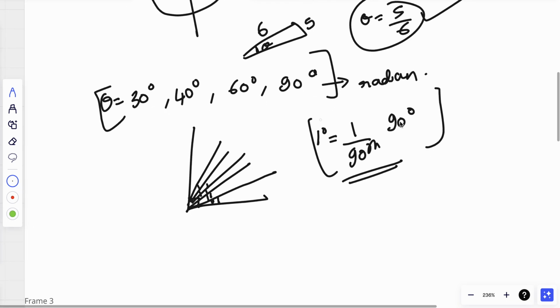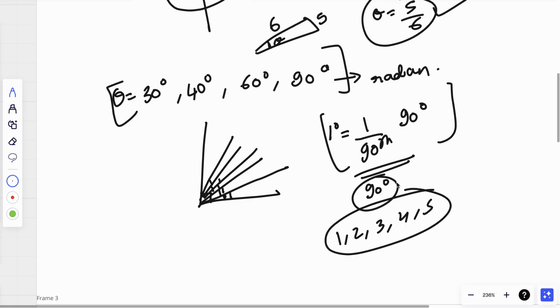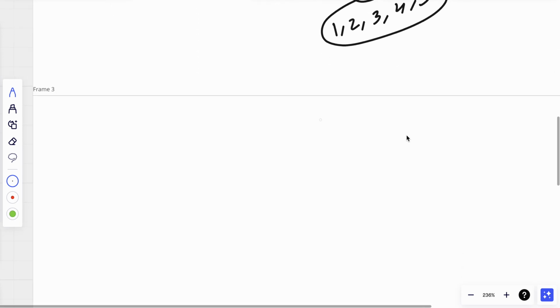So if you consider, 90 degrees is not a real number, right? What is a real number? A real number is 1, 2, 3, 4, 5. These are all real numbers, right? 90 degrees is not a real number. It is some type of a way of representing an angle, right? I hope you are able to follow till here.